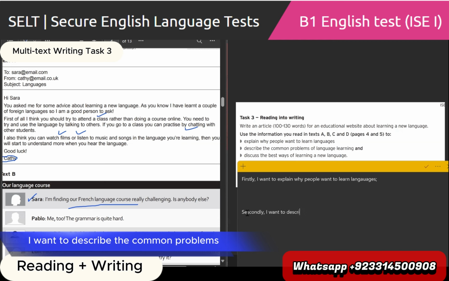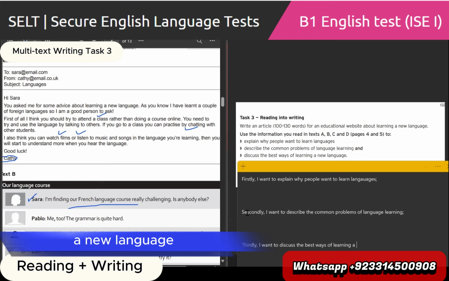Secondly, I want to describe the common problems of language learning. Okay. Semicolon. And then what's our third point? Thirdly, I want to discuss the best ways of learning a new language. Okay. Right? Semicolon. Now let's try to find the points first for why people want to learn languages.